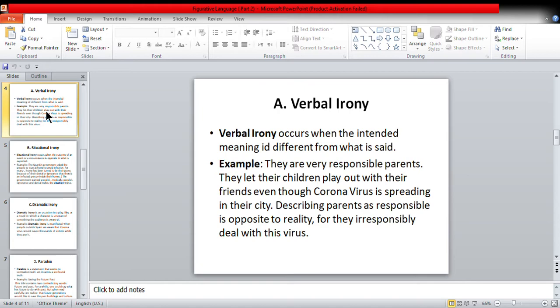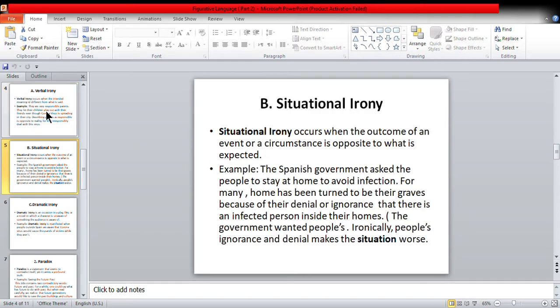Example: they are very responsible parents. They let their children play out with their friends even though coronavirus is spreading in the city. Describing parents as responsible is opposite to reality, for they irresponsibly deal with this virus.